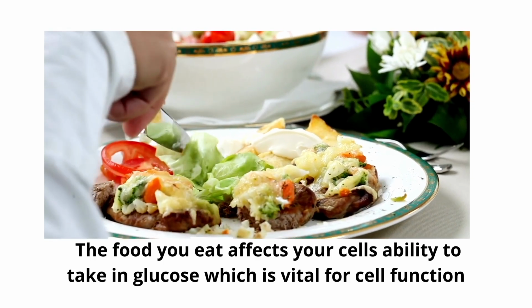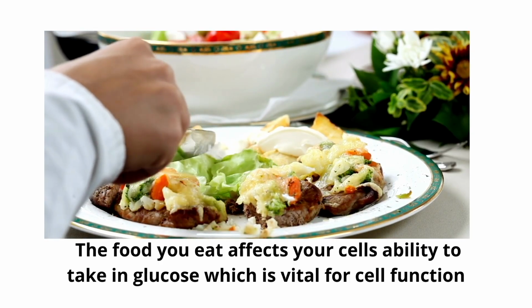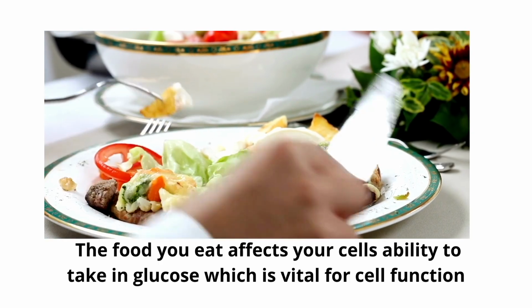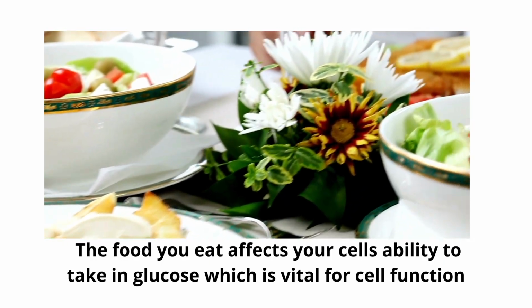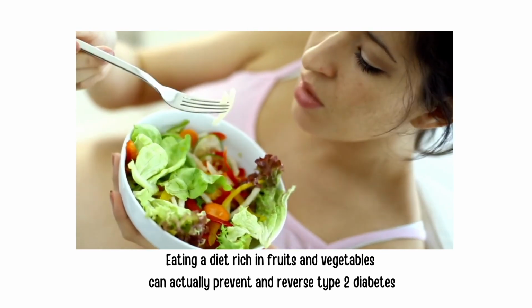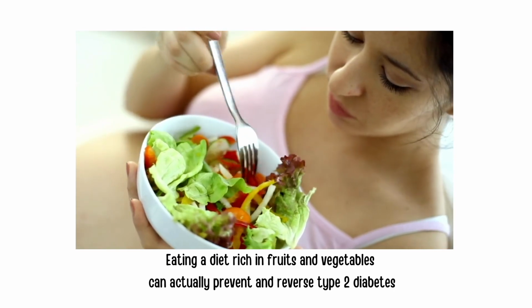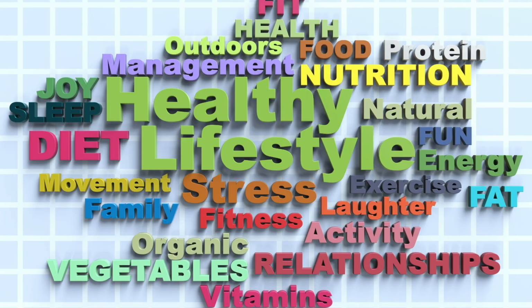The food you eat affects your cell's ability to take in glucose, which is vital for cell function. The more saturated fat you eat, the harder it is for your cells to properly function. Eating a diet rich in fruits and vegetables can actually prevent and reverse type 2 diabetes. The science is strong regarding the impact of our dietary lifestyle on the risk of type 2 diabetes. Not only that, it can be reversed, providing a positive, healthy outlook for those currently suffering from this disease.